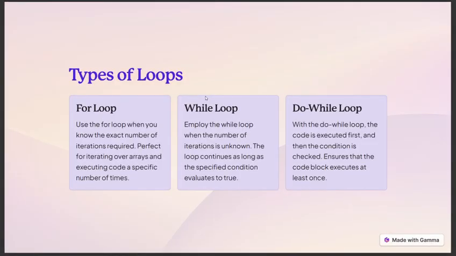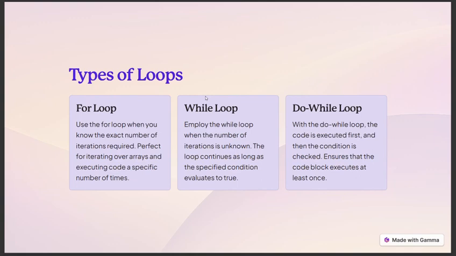Now let's look into different types of loops. For loop, while loop and do while loop. For loop is used when you know the exact number of iteration requires. Iteration basically means how many times you want the loop to get executed.